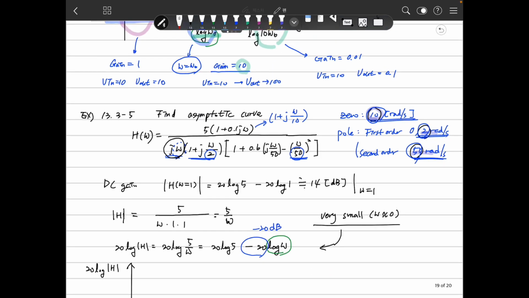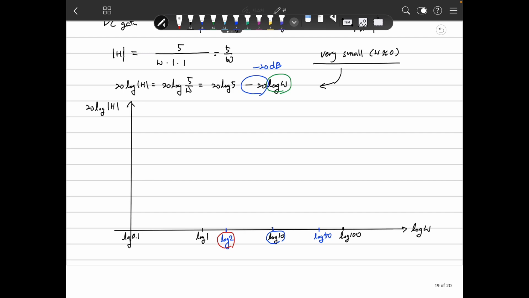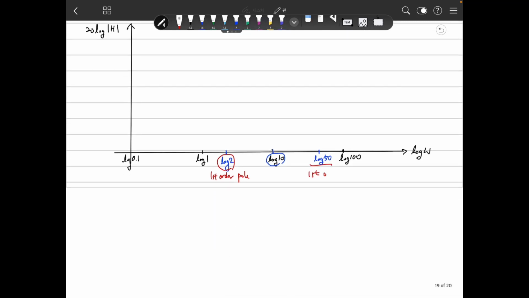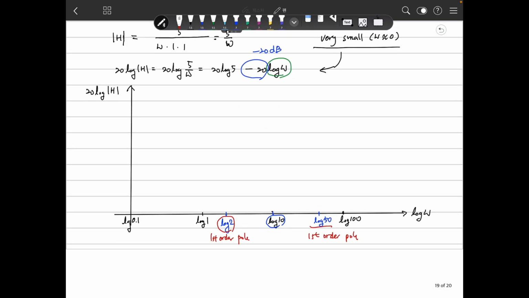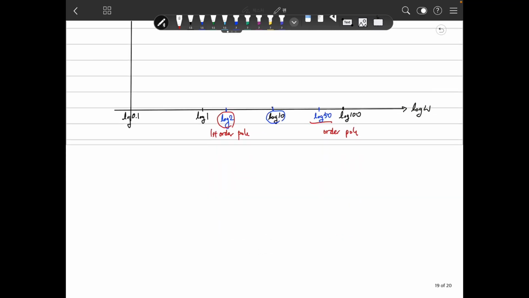You know that log 2 is a pole, the first of the poles. 50 is the second of the poles. This is the first other pole, and this is the first other pole. No, 50 is not first; 50 is the second other pole, and log 10 is a zero.